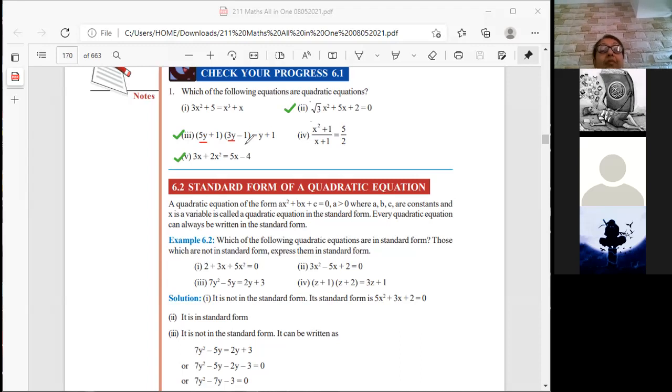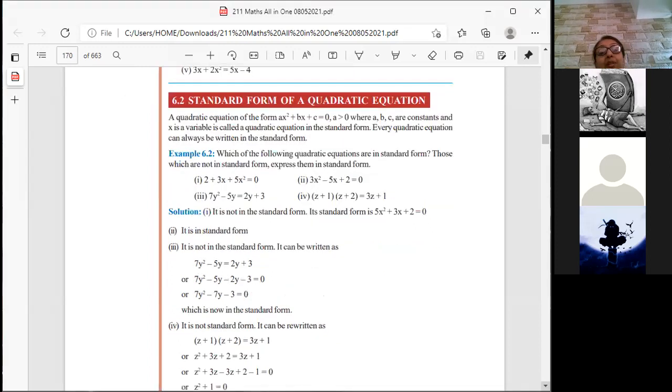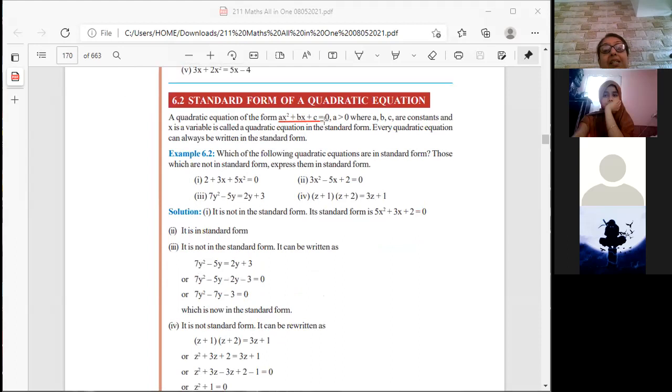Now, can we go ahead and learn a new thing and then do an exercise? Okay. Today we're going to learn about the standard form of a quadratic equation. And you have to understand that the standard form of quadratic equation is something like this: ax square plus bx plus c is equal to 0. Okay, this is the standard form.